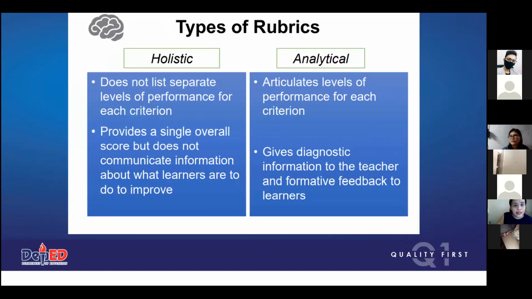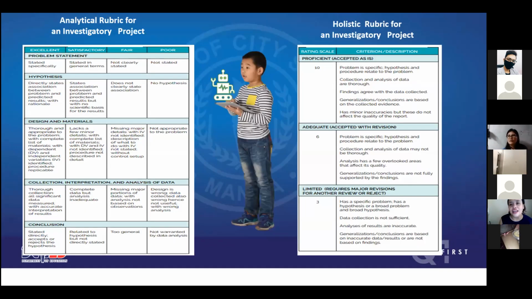Okay? So, halimbawa, ito si Sean. Si Sean, nakagawa ng investigatory project. Ang isa, mineasure through analytical rubric, at ang isa, mineasure through holistic rubric. Okay? So, which do you think is the best measure of Sean's work?